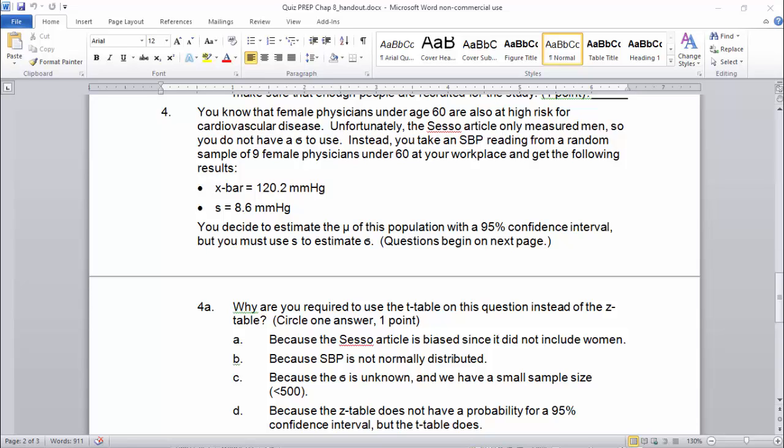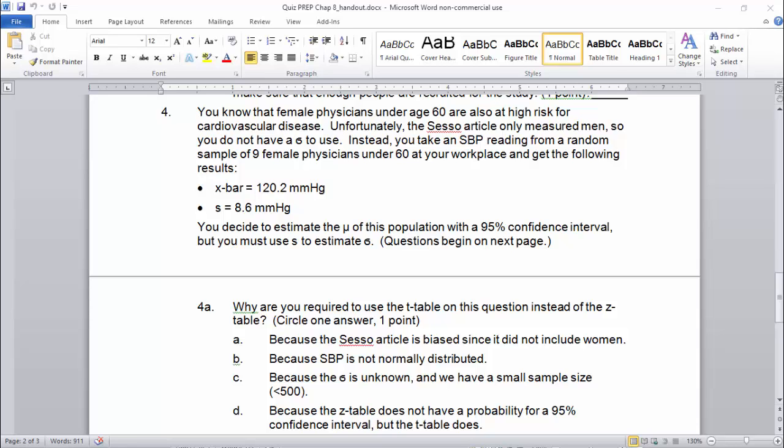Back with your scenario, you're a nurse and these male physicians are worried about their blood pressure. Well, now you know that female physicians under age 60 are also at high risk for cardiovascular disease, right? Unfortunately, the CESO article only measured men, so you do not have a population standard deviation to use. So that's where we're moving off the grid. We're going to have to do something else. We can't use that 9.2 anymore. Instead, you take an SBP reading from a random sample of 9 female physicians under 60 at your workplace, and you get the following results.